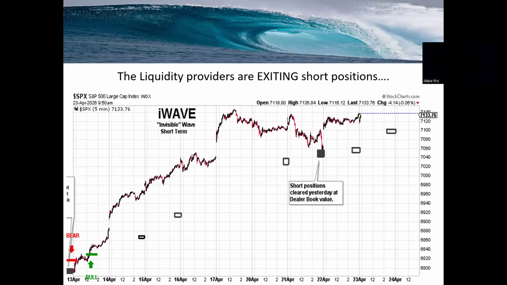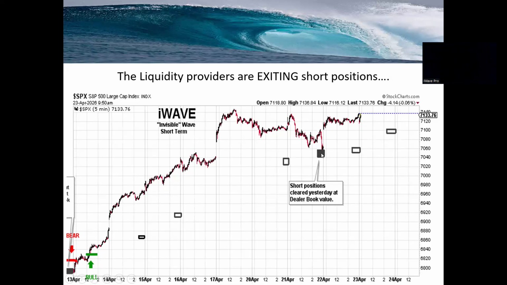Now, you see how the price came down on April 21st right to the closing dealer book value right there. As it hit right there, what we told people is that they're releasing their short positions here, and they're doing it for one reason only: they're expecting to push higher prices after this close of the day. That was on April 21st, right in this area. You should be able to see my cursor right there. It's the dark box right there.